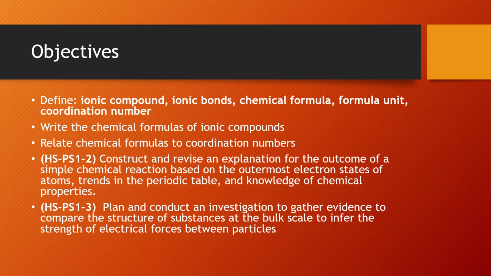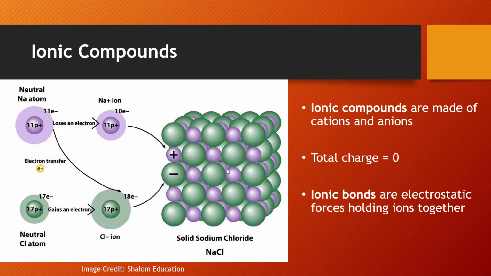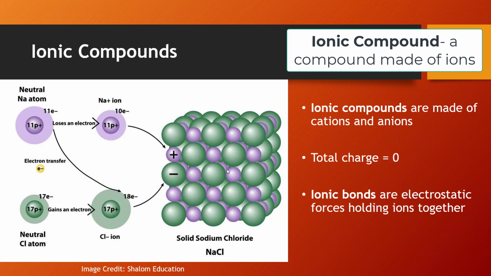Construct and revise an explanation for the outcome of a simple chemical reaction based on the outermost electron states of atoms, remember, valence electrons, trends in the periodic table, remember, valence electrons, and knowledge of chemical properties, namely, valence electrons. Plan and conduct an investigation to gather evidence to compare the structure of substances at the bulk scale to infer the strength of electrical forces between particles. That's a more complicated way of saying understand that ionic bonds are electrostatic forces. And ionic compounds are anything that are made of cations and anions.